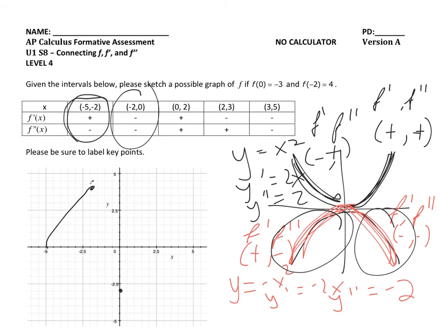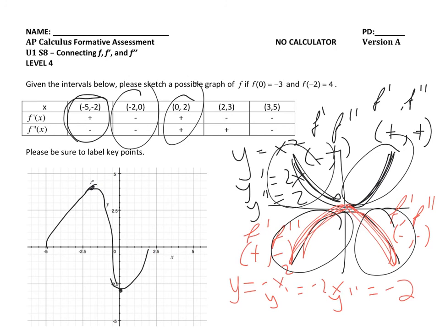And then for negative 2 to 0, I have a negative first and negative second. That looks like that. But I knew that it needed to go the whole way down there to negative 6 to go through that point. So I need to get much steeper to my slope. And then I'm positive from 0 to 2. That looked like that.